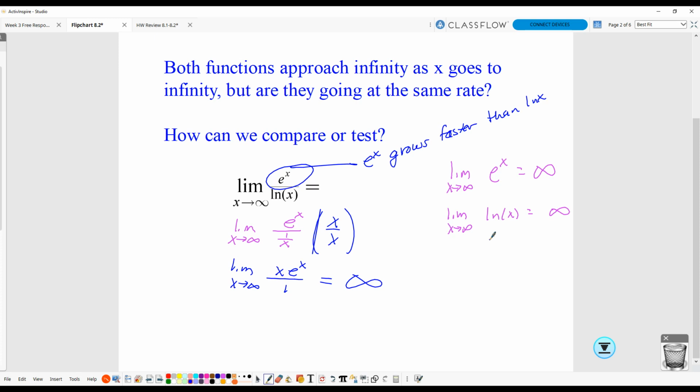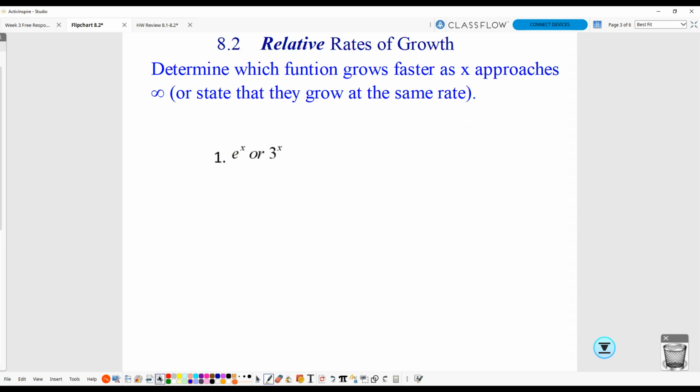All right, so there's our first example. This one is a little bit different. Josh, what do I need to set up to see what's going on? Limit expression of infinity for each one. Well, not yet. Oh, you want to divide them?